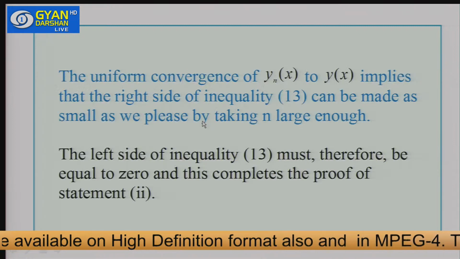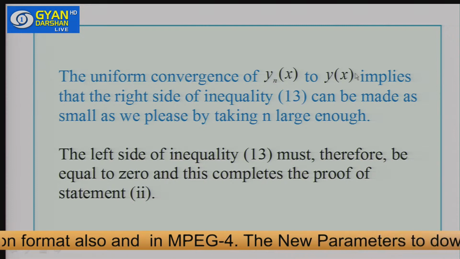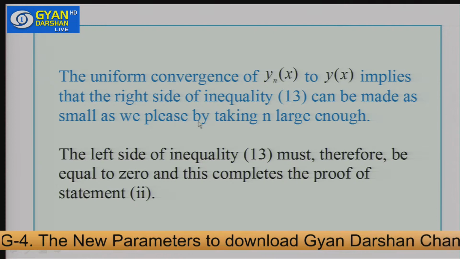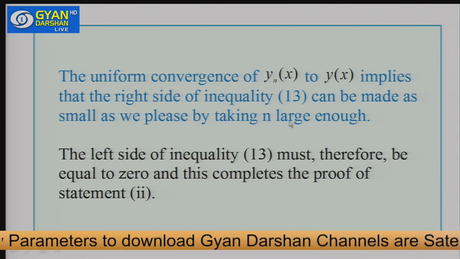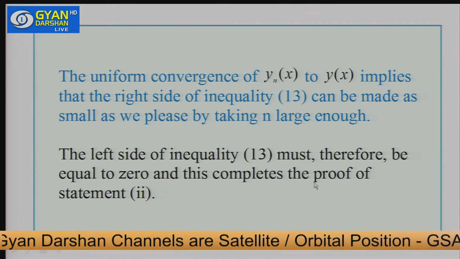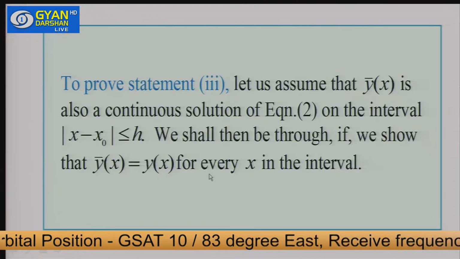That is the conclusion we can make here. The uniform convergence of yn to y implies the right hand side of the inequality can be made as small as we please by taking n large enough. The left hand side of the inequality must therefore be equal to 0, and this completes the proof of statement 2. And for statement 3, they have assumed that y bar is another solution.